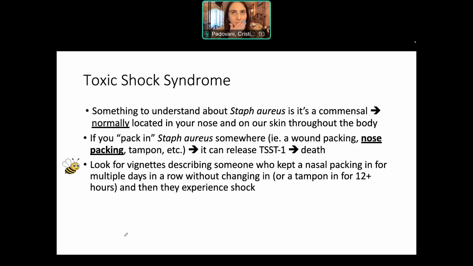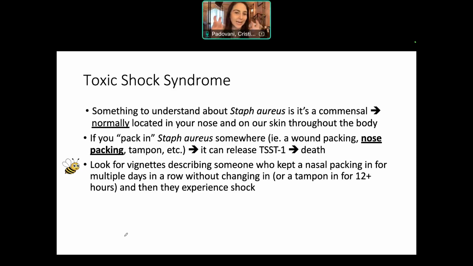So to understand, I'm so sorry, guys. Something to understand about Staph aureus is that it's a commensal. This means it is normally located in your body. Usually it's in your nose, it's in the skin, it's down in the vagina. It's located throughout the body. It's a commensal. It just lives in us, which is okay.